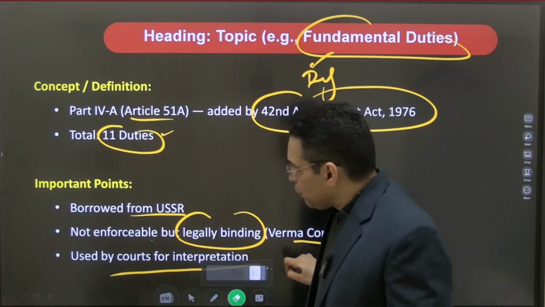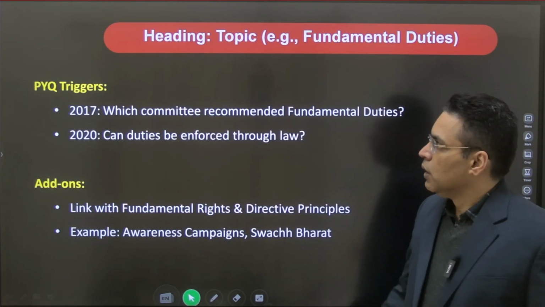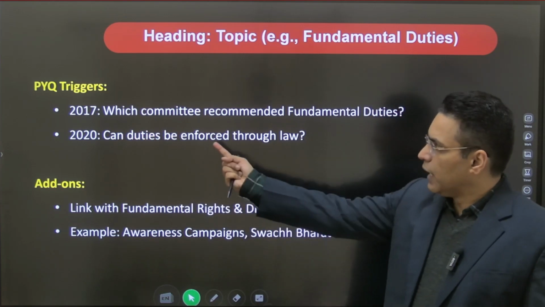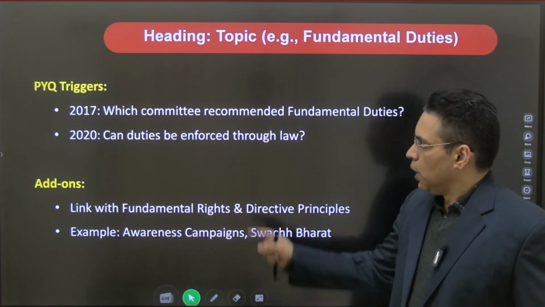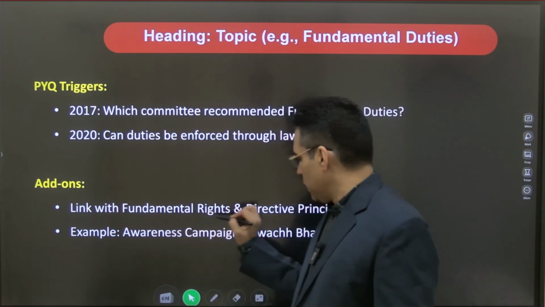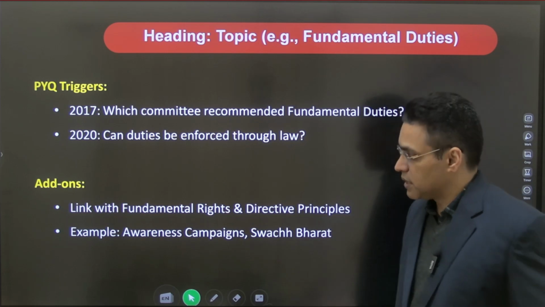Now, when you have this information, which normally people don't know, it will set your answer apart. So the PYQ trigger: when did a previous year question come, in 17, in 20. In 20, can duties be enforced through law? This was the concept. Which committee recommended fundamental duties? Swaran Singh Committee. Add on, link fundamental duties with DPSP, fundamental rights, because you can link them in the UPSC mains exam.